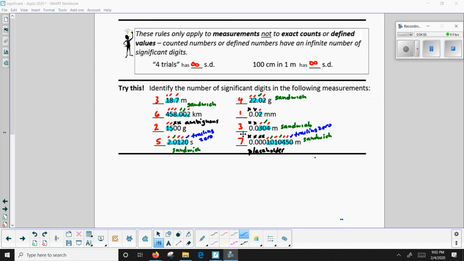Significant digits are quite important because you really have to communicate how good your measurements are, and they're really important when you're doing calculations. So you round your final answers to the correct value.